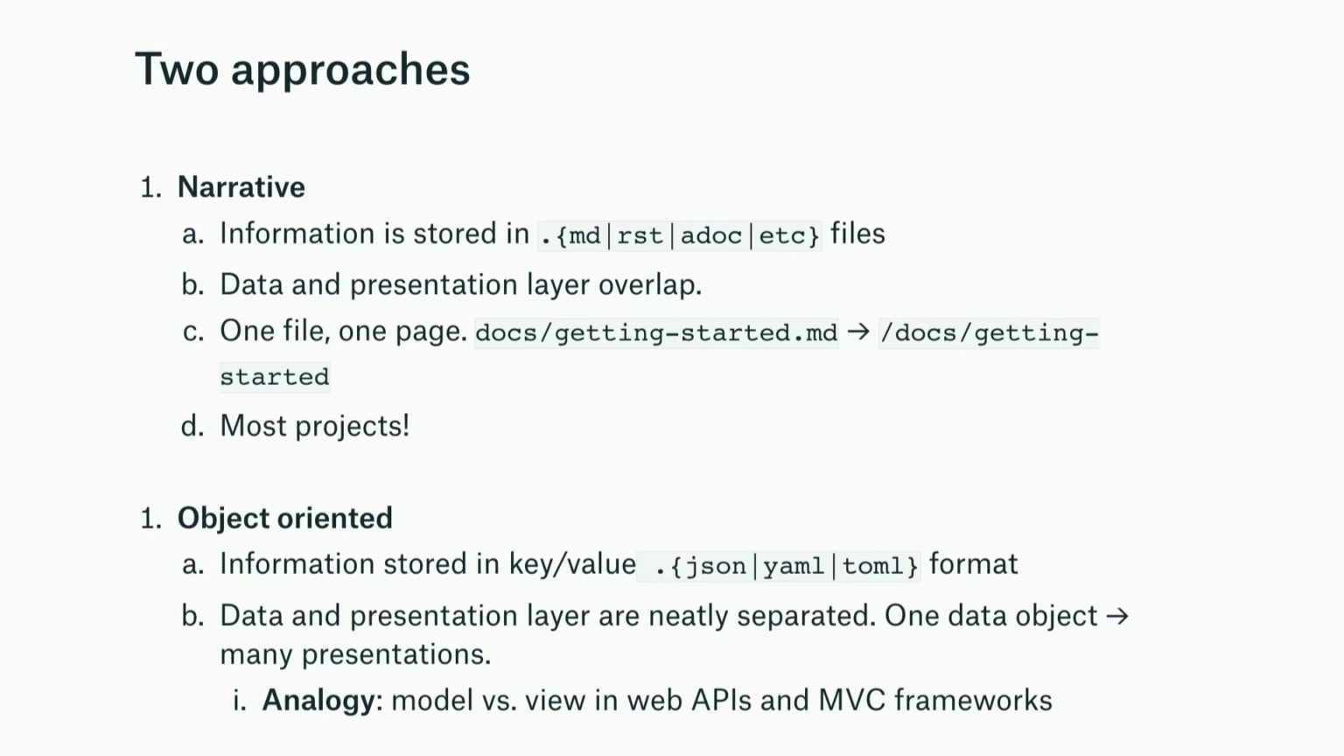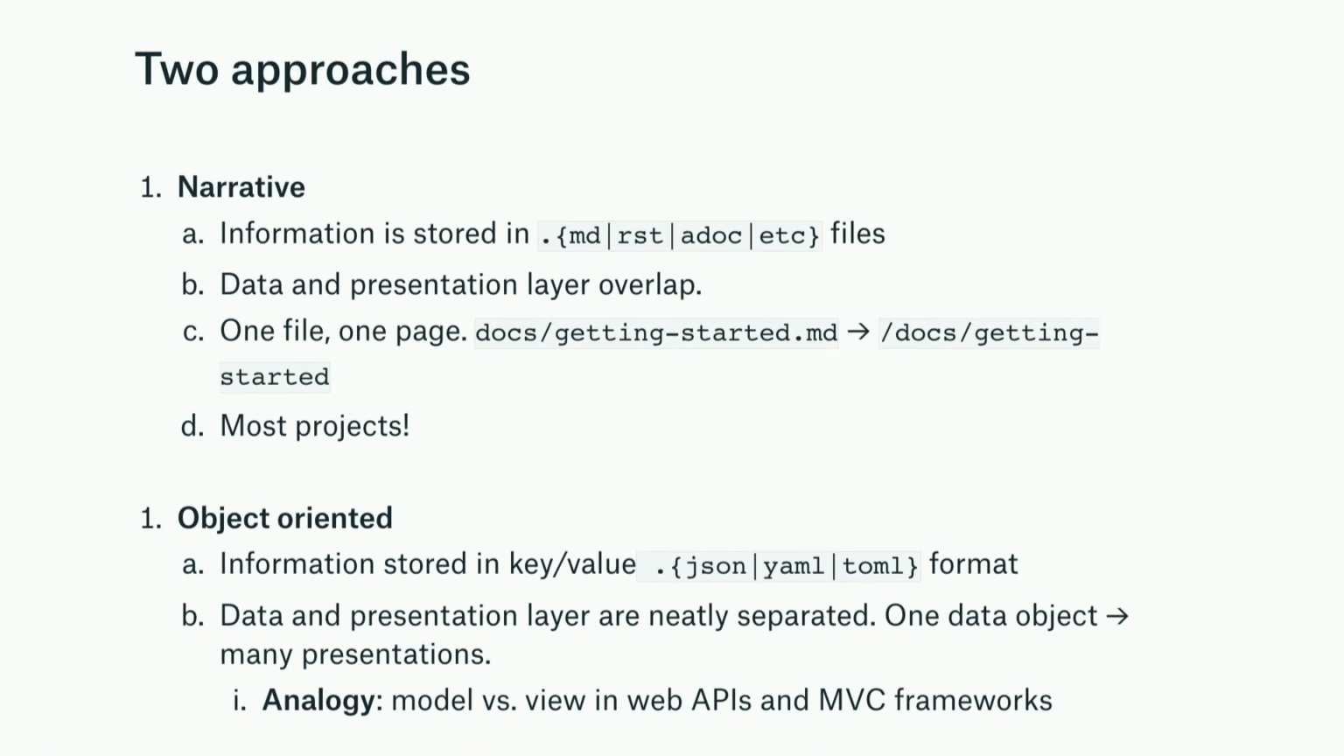So this got me thinking over the years about two basic approaches to writing and structuring your docs. One of them I call the narrative approach, and this is the one that I think we see most often. This is where you have a docs folder in your project, and it's full of markdown files or RST files, AsciiDoc, whatever. What characterizes the narrative approach is that the data and the presentation layer overlap. So you have one file, your gettingstarted.md file, and that produces a single page, your getting started page. Like I said, I think that most projects are structured this way. In a lot of cases for smaller projects, I think that that's totally fine, and you don't need to do much more than that. For larger projects, though, I find what I call an object-oriented approach to be very beneficial.